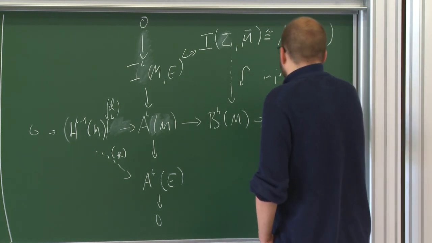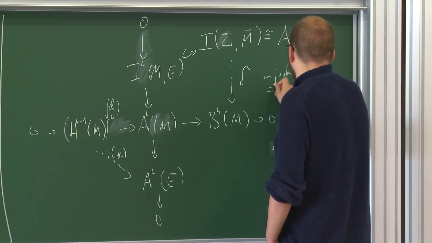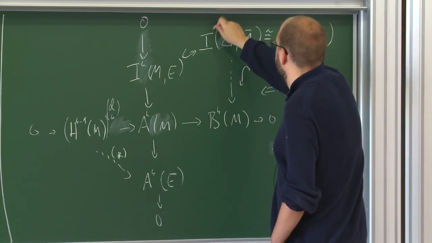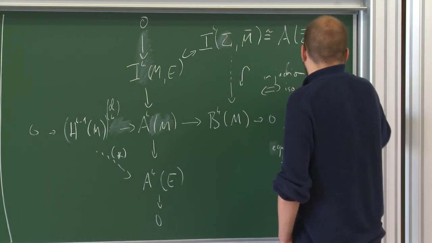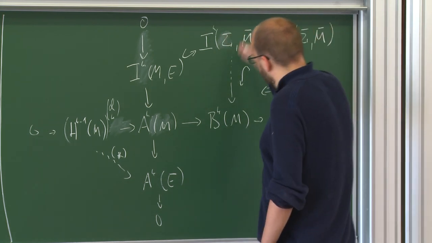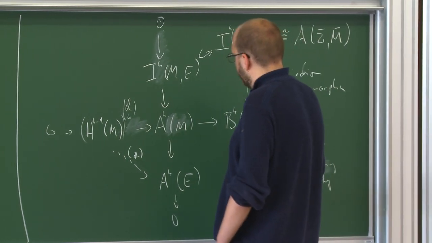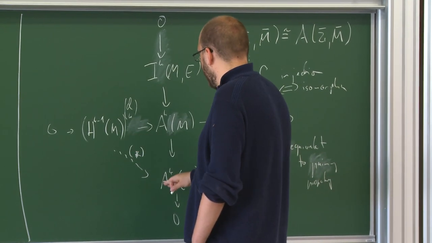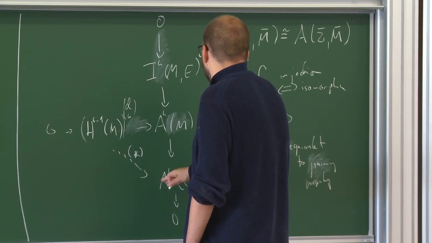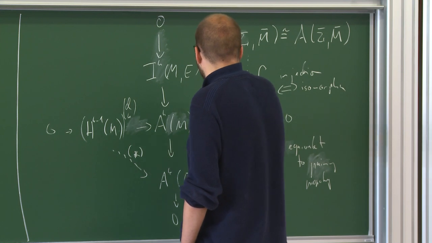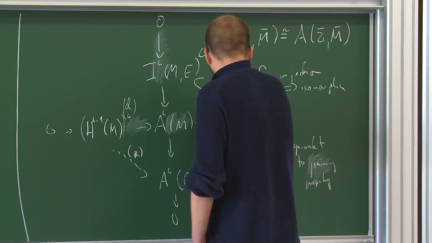And in fact, it's an injection if and only if it is an isomorphism, because these spaces are Poincaré duals. So this is an isomorphism if and only if it's an injection. So now let's look at this. So this map here is an isomorphism. So this map here is an injection if and only if this map here is.